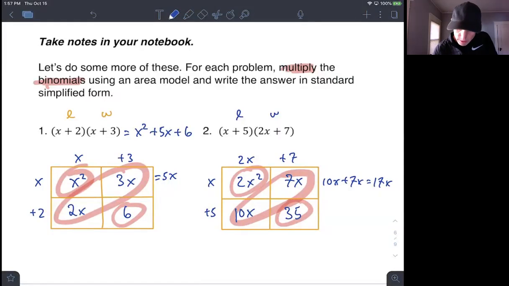Okay, so then we write our answer, 2x squared. It's the only one that has an x squared. The 17x, so plus 17x, and then plus that lonely 35 at the end. Okay, so that's our answer.